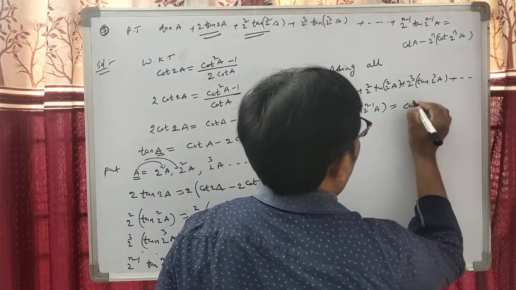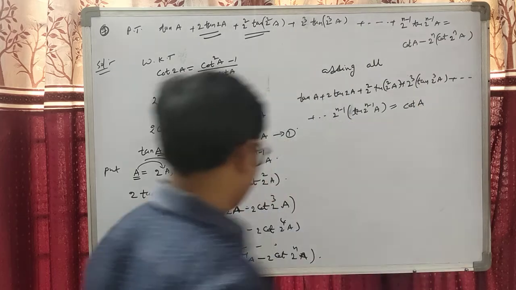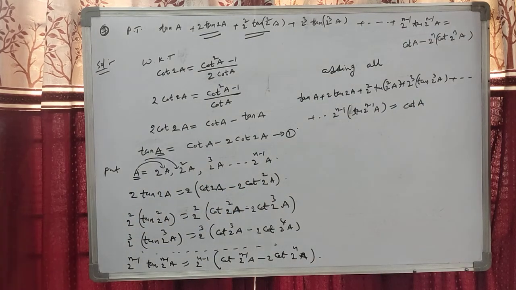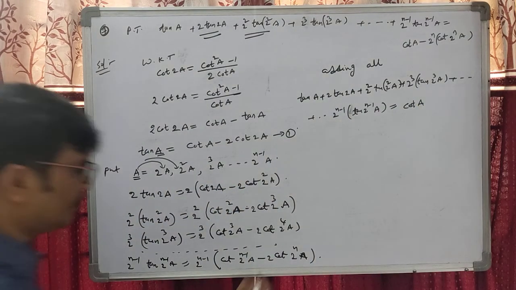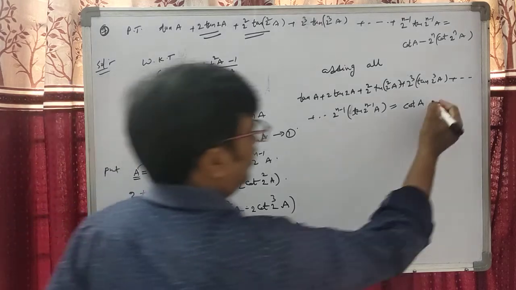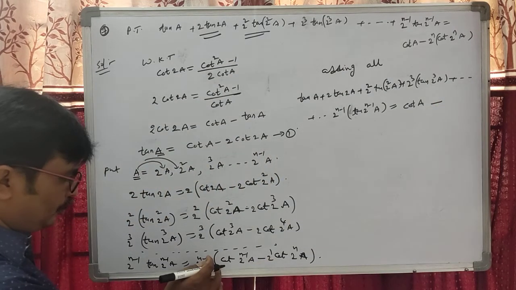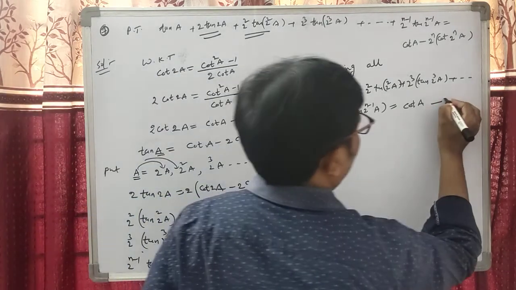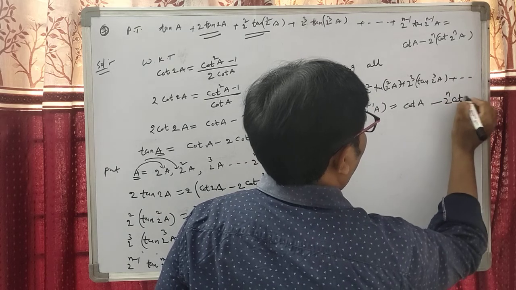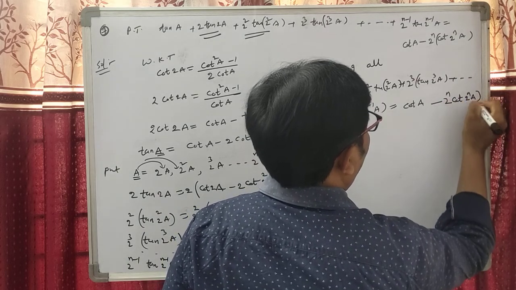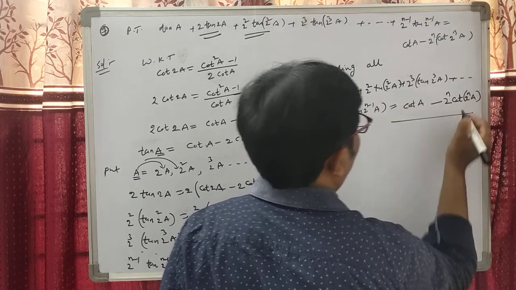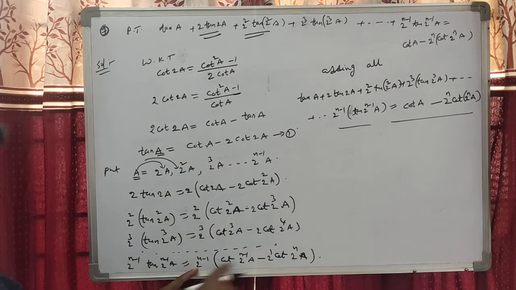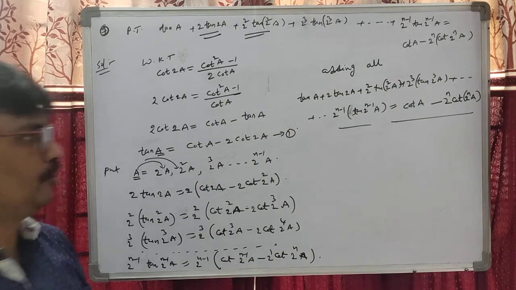What is there, students? The first term is cot a and the last term is, what is the last term? When you multiply with minus, this is minus 2 into 2 power n minus 1, that is 2 power n cot of 2 power n into a. This is the proof, students. Minus 1 plus 1 cancel, leaving 2 power n cot 2 power n a.